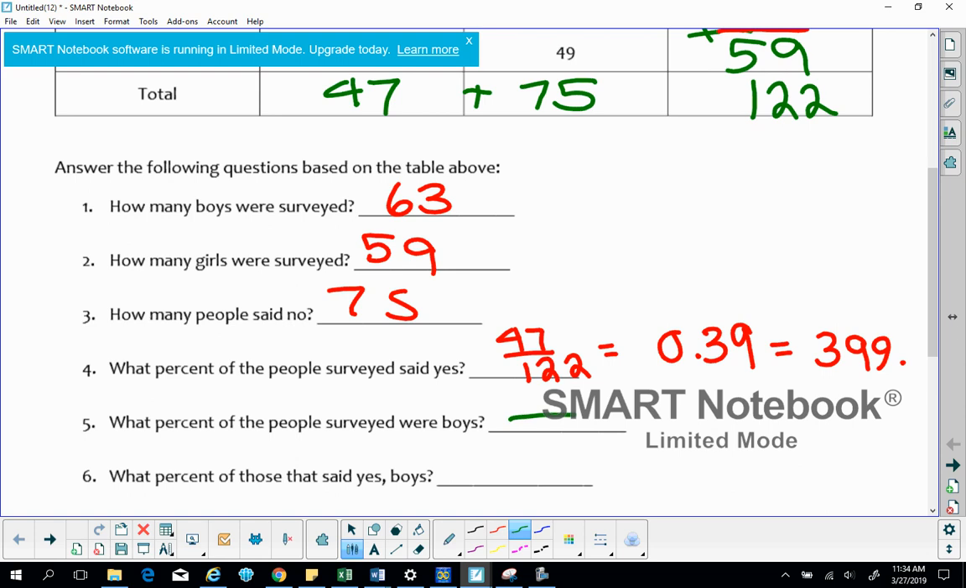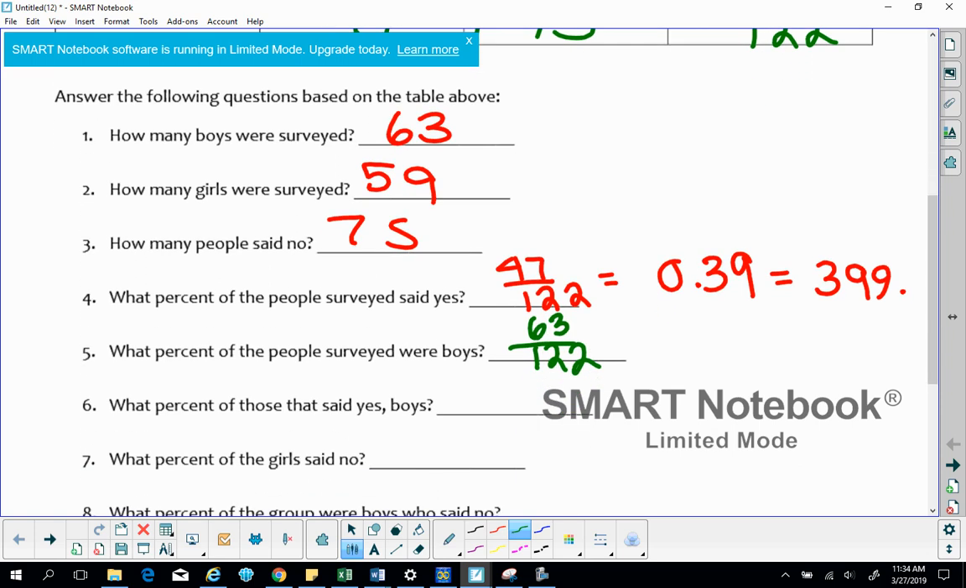What would my fraction be? Like, what are you typing in? 63 and 122 at the bottom. Beautiful. How did you come up with those numbers? Where did 63 come from? Because it's the total of boys out of the survey. Good. So you got this from the total boys out of the total people, right? Correct. And then what do you end up getting? What percent is that? I got 51.639 something. Good. Like 51%.